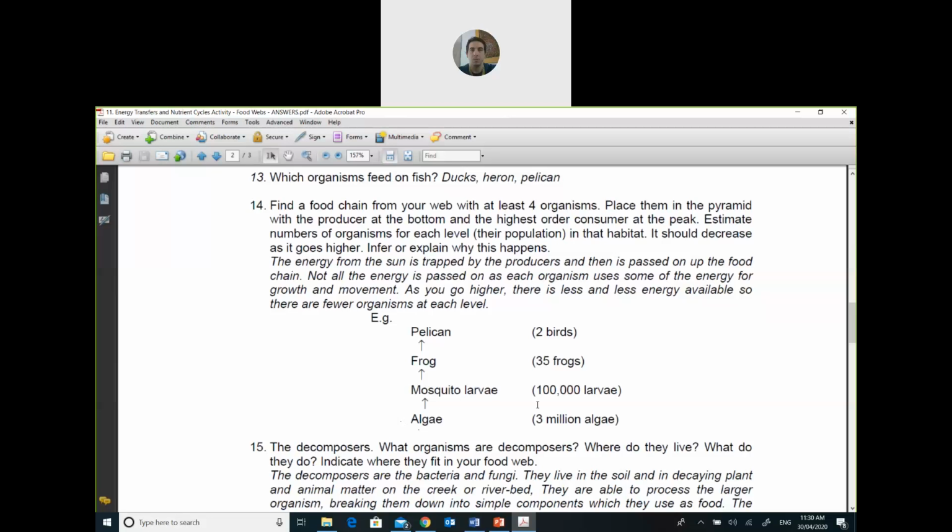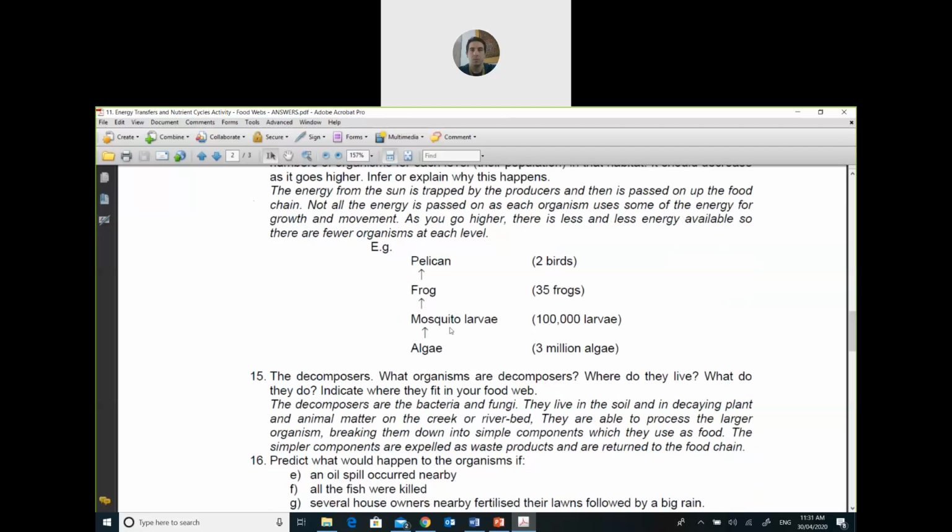And say there's like 3 million algae, we might have about 100,000 larvae. As we go up, we'd have less and less organisms. So the frogs, it might only be about 35 frogs, maybe only a couple of pelicans. Because remember, each time we go up our pyramid, we're losing available energy, so there has to be less and less organisms. But the organisms tend to get larger, but there's just less of them.